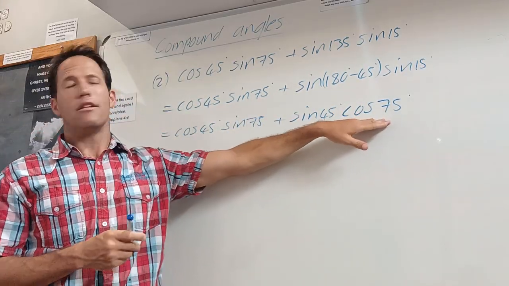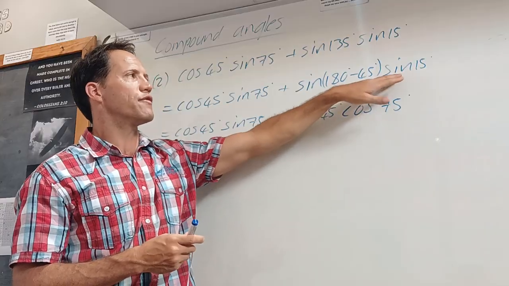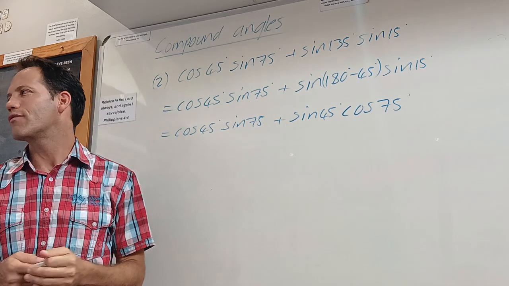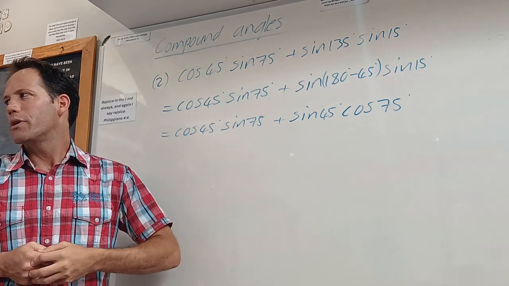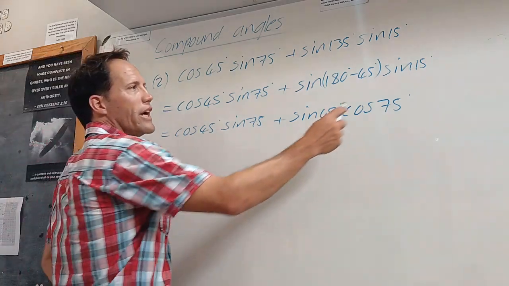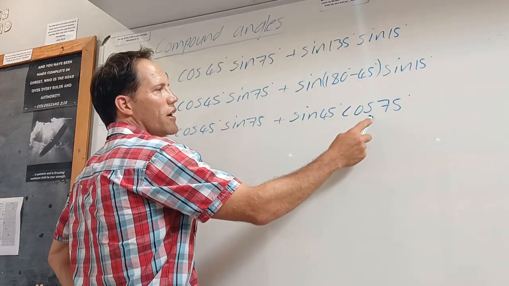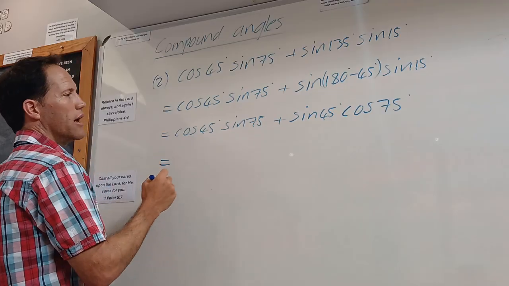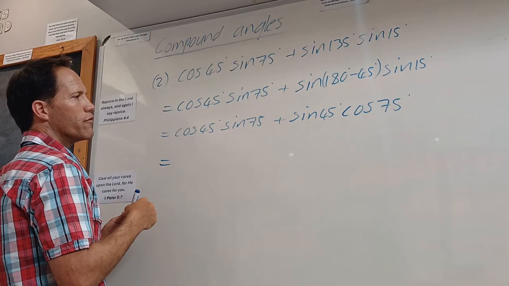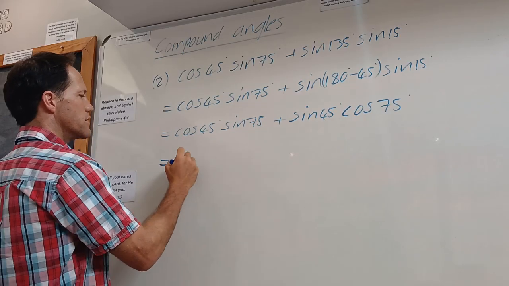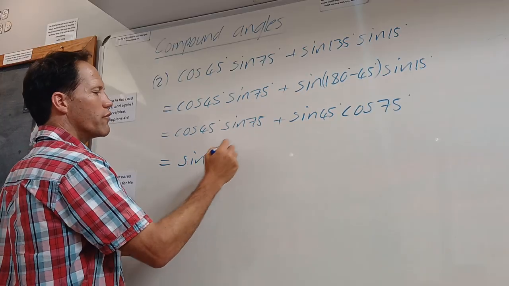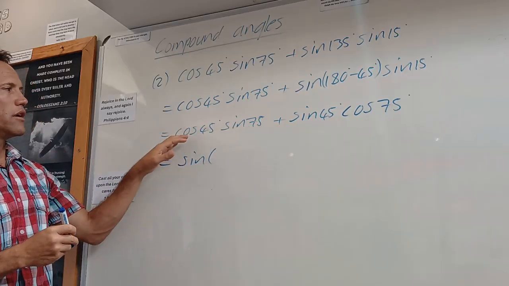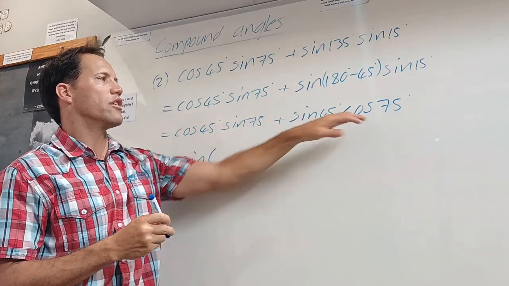And we can, because these two are co-ratios. Sine 15 and cos 75 are co-ratios. So we can change the sine 15 to cos 75. So that's what we do. We use the co-ratios and change this one to cos 75. And now this looks to me like sine alpha plus beta. Sine alpha, because remember with sine, the sign stays the same. Cos, sine, sine, cos. Okay?